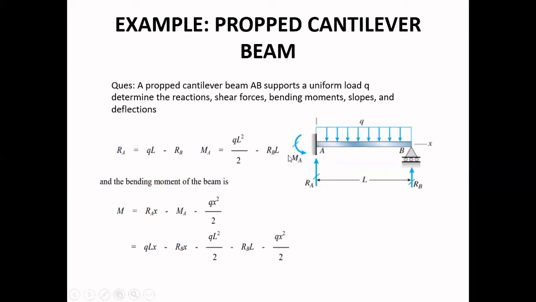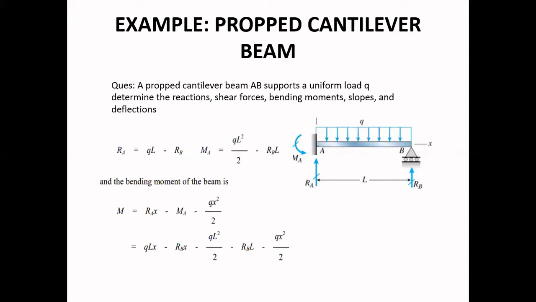Let's not take about B, let's take about A. So what will be the moment about A? First is MA, it is already a moment, so it will not be multiplied by any perpendicular distance. Second is qL, the load, with perpendicular distance L by 2, so the moment will be qL square by 2. Third is RB multiplied by L, so this will be RBL. So the equation turns out to be MA is equal to qL square by 2 minus RBL, and if everything goes to this side, the equation becomes sigma MA is equal to zero.